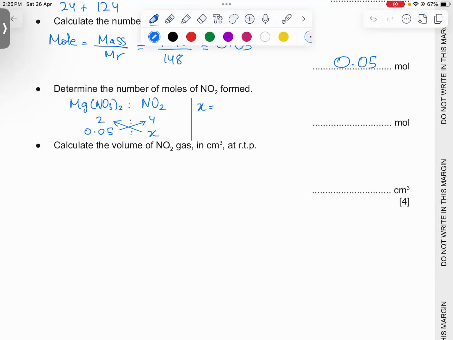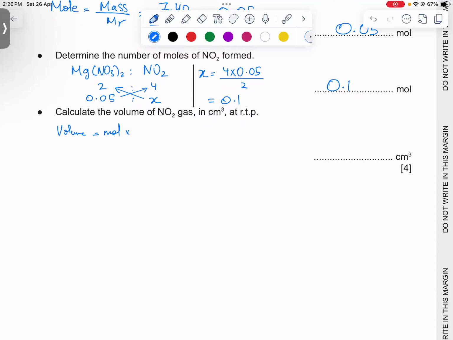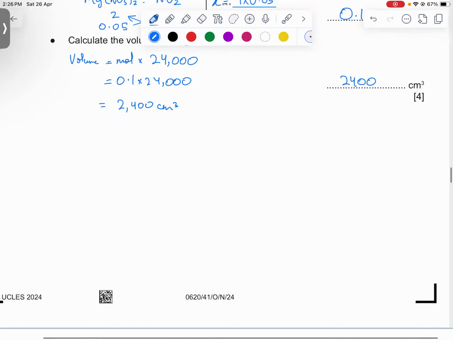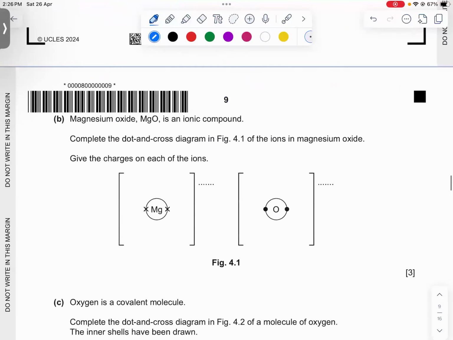Calculate the volume of NO2 in cm cube. The volume is equal to mole multiplied by 24,000. Why 1000? Because we want it in cm cube. If you did multiply by 24, you would get dm cube, and then you would later multiply that by 1000. The same answer would be obtained, but you do two steps. We'll do just one. 0.1 multiplied by 24,000 is just pushing the decimal back once, so it's going to be 2400 cm cube. So the answer is 2400 cm cube. I hope that makes sense. Let's move on to the next question.